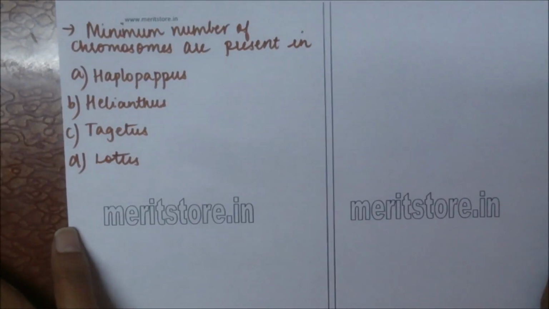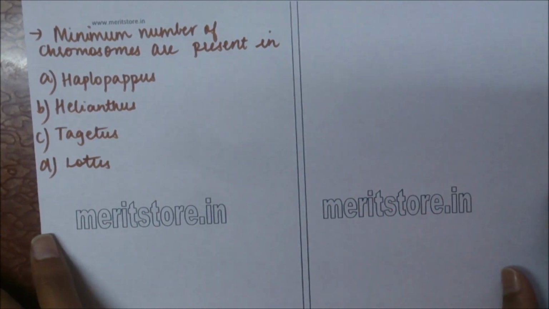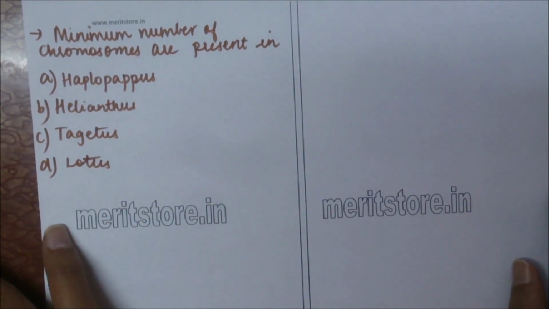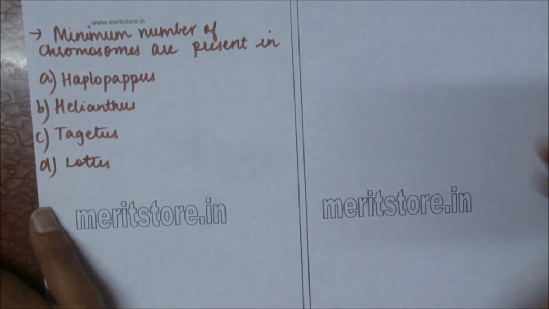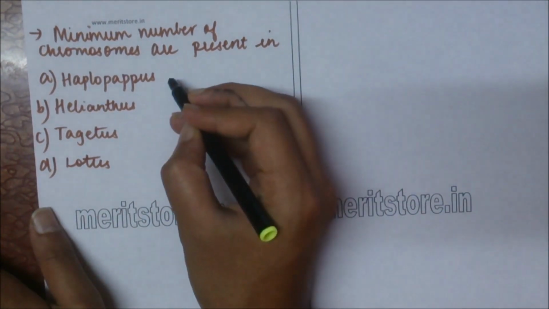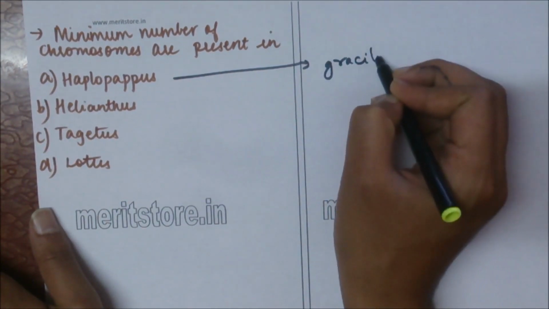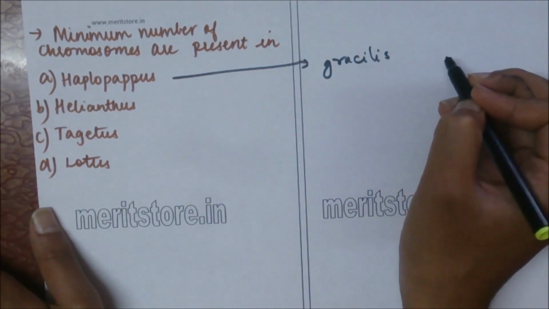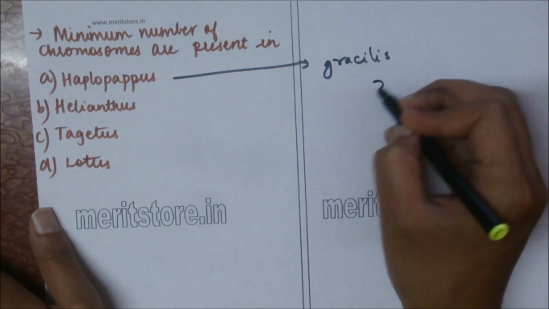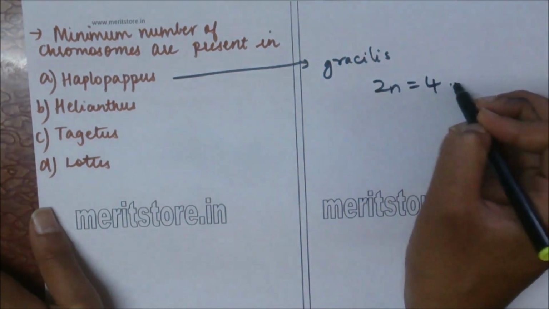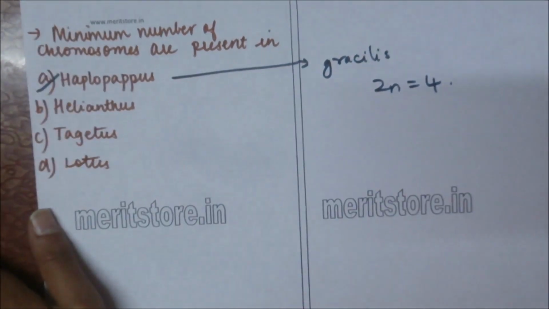Minimum number of chromosomes are present in A. haplopappus, B. helianthus, C. tagetes, D. lotus. Of all these, an organism known as Haplopappus gracilis has the minimum number of chromosomes. Its diploid number is 4. So option A is the correct answer.